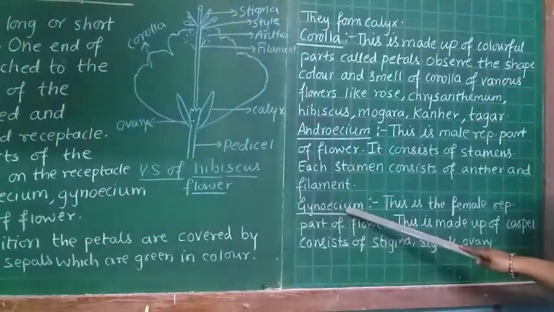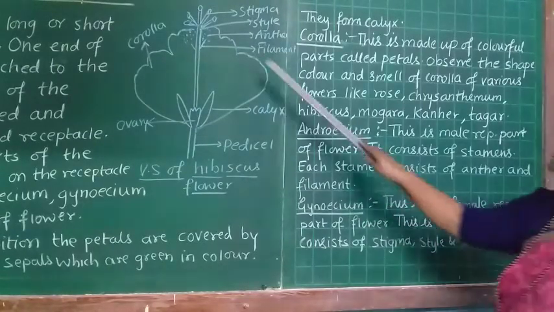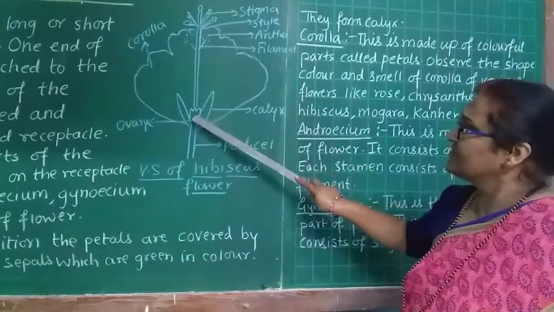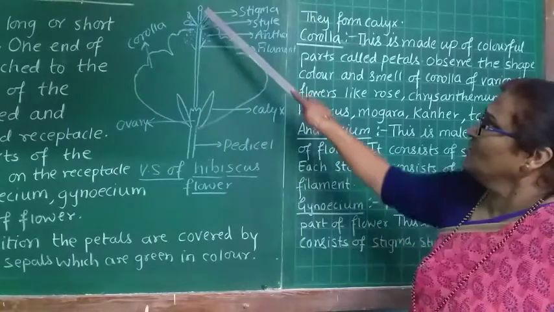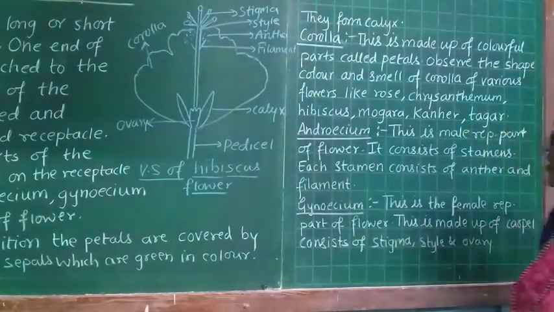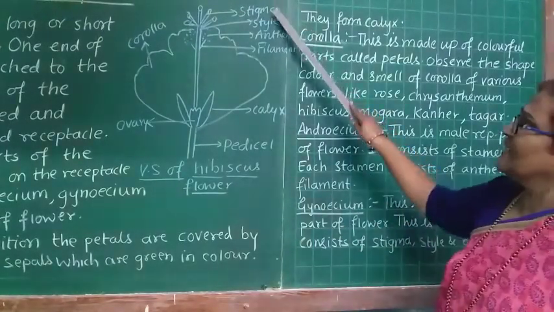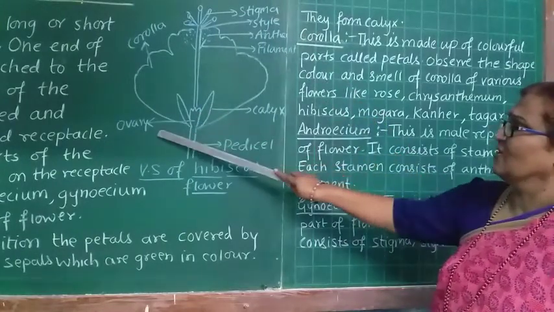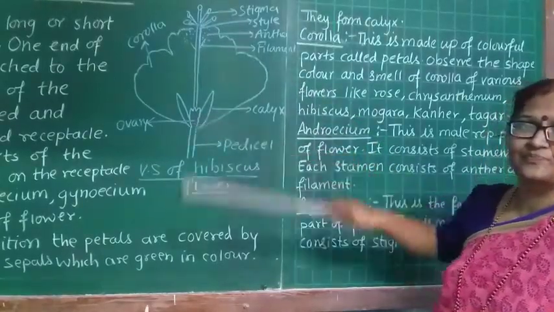Then see the next one, gynoecium. This is the female reproductive part of the flower. This whole part is called the gynoecium, from here up till here. This is called the female reproductive part of the flower. It is made up of carpel. It consists of stigma, style and ovary. So the whole part is the gynoecium.